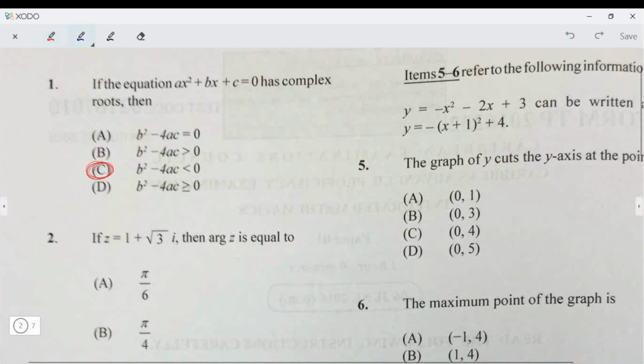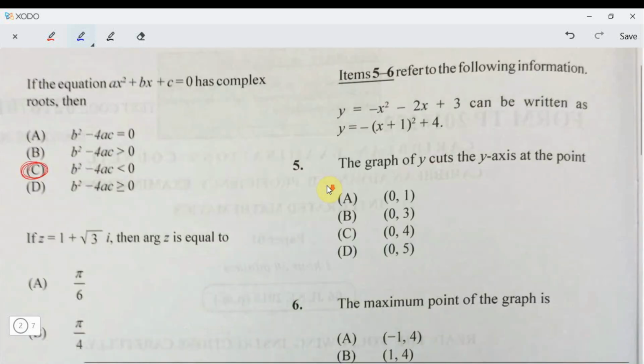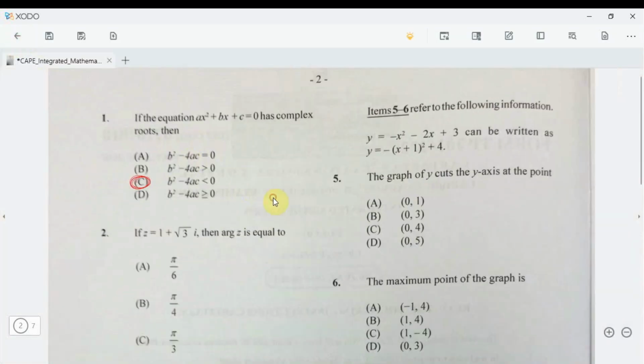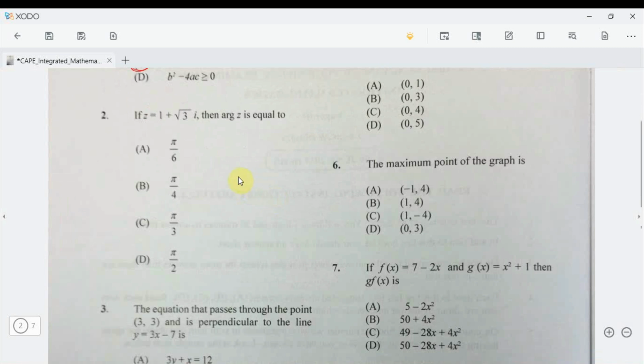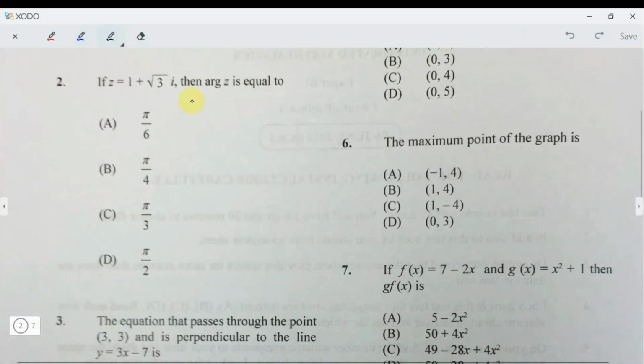Number 2 says, if z is equal to 1 plus root 3i, then the argument of z is, now the argument of z is going to be equal to tan inverse of b over a. This is your a and this is your b, a plus bi. So it's tan inverse root 3 over 1.